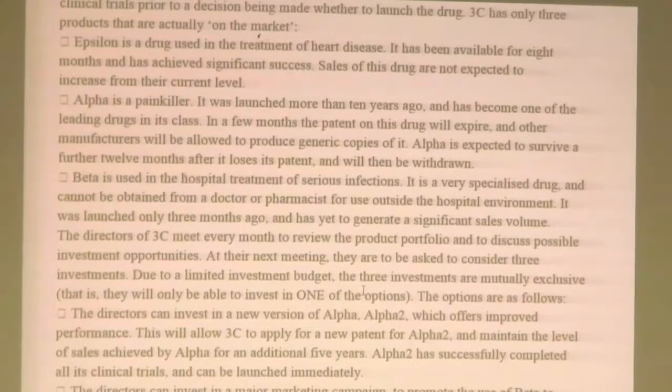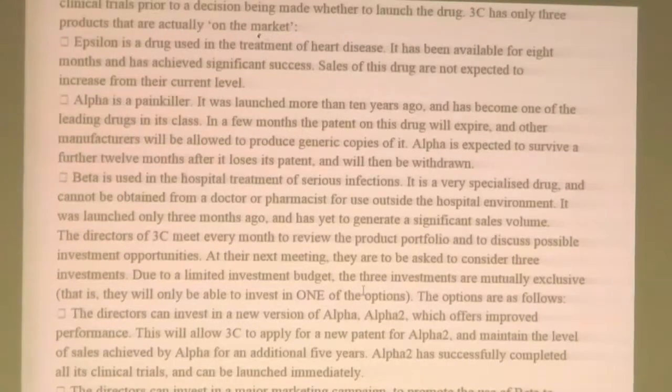Sales of this drug are not expected to increase from their current level. Okay. Then the next one, they say alpha is a painkiller. It was launched more than 10 years ago and has become one of the leading drugs in its class. In a few months, the patent of this drug will expire and other manufacturers will be allowed to produce generic copies of it. Alpha is expected to survive a further 12 months after it loses its patent and will then be withdrawn. Okay.